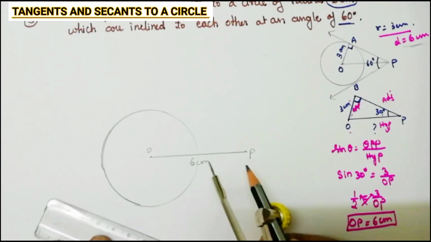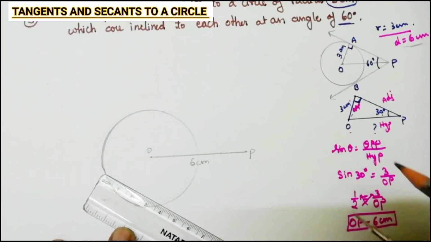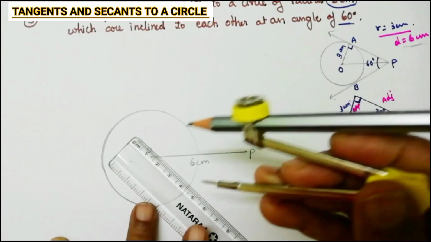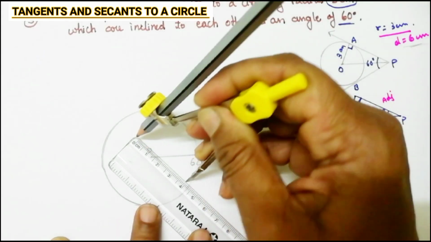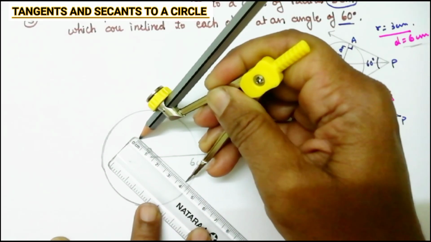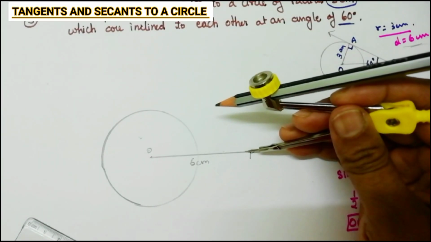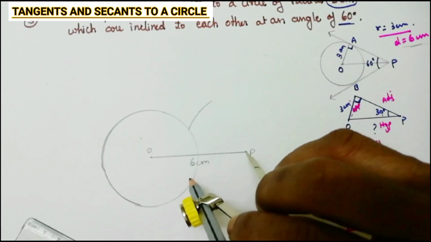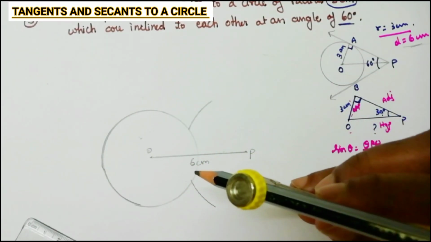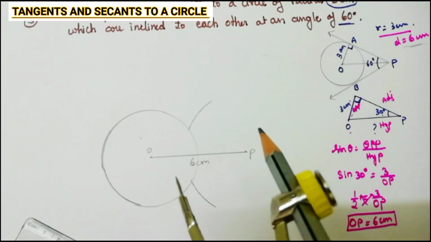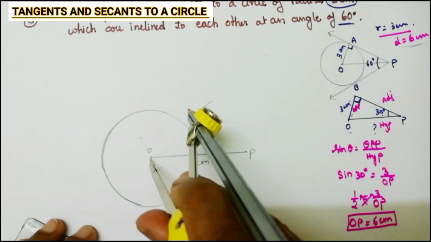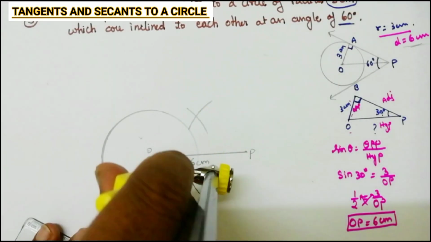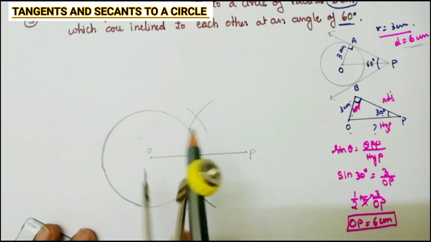Half of 6 is 3. So we can take 3.5 or 4. I am taking 4 for our convenience. It's up to you. You can take 4. So I am drawing one arc up, one arc down from P. Lift it up. Same radius. I am placing on O. One arc up, one arc down.